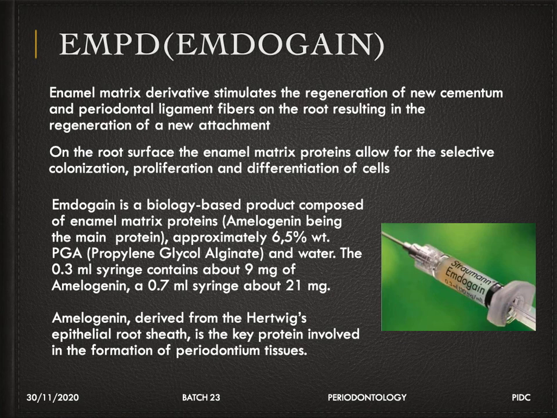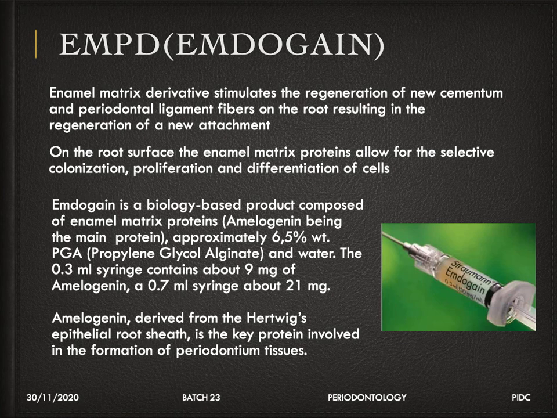The biggest problem in regeneration is regenerating a new cementum. So they try to use amelogenin, which is an enamel matrix protein. It has the capability of producing cementum. But the drawback of using this protein is that it can produce cellular cementum, but it cannot produce acellular cementum.